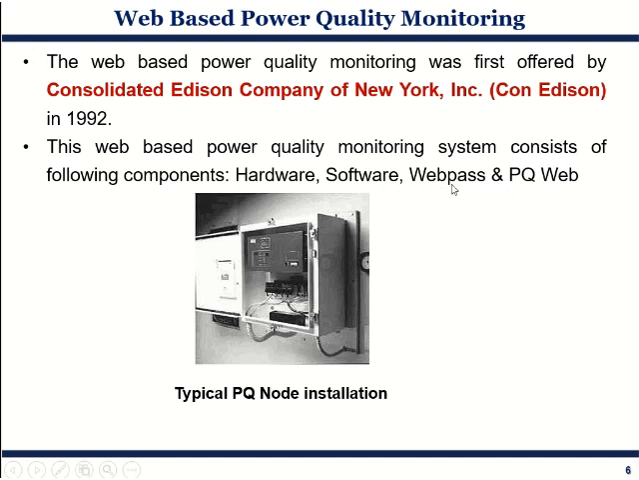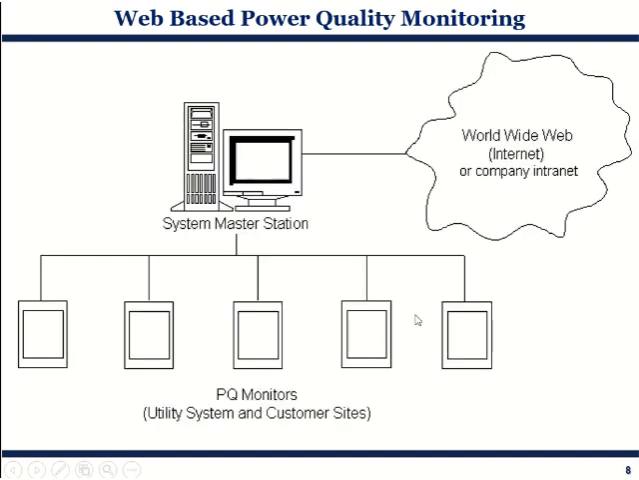What is the web pass? Web pass is a password protected site through which you will be able to easily access the data. And the last part is the PQ web. This is a place from where you can easily get the entire data which you require for analysis purposes. So this is the first web-based power quality monitoring which came into existence, and later on development took place. So let's understand how the working of web-based power quality monitoring occurs.